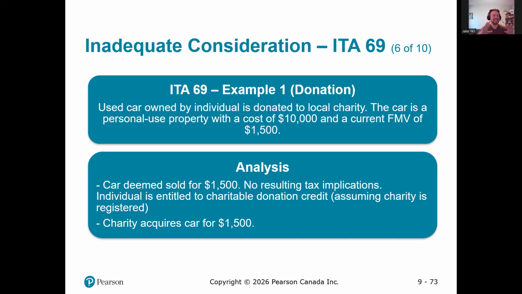So if the charity sells that car at auction for $3,000, the charity will report a capital gain for the difference. So the charity will report a gain on the amount because its cost was below. I will get a donation credit for the $1,500 of value I gave them.